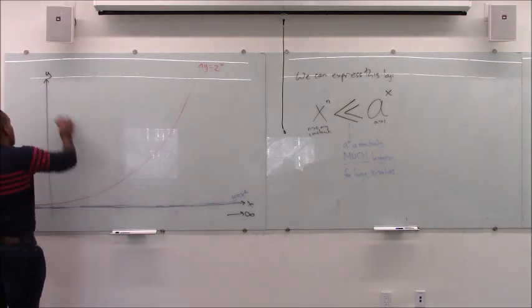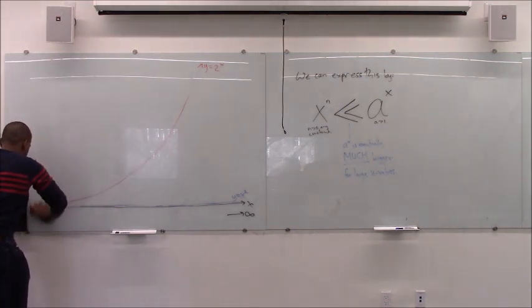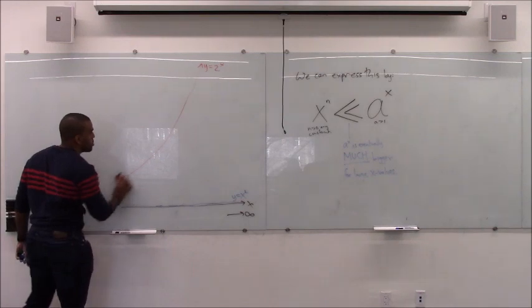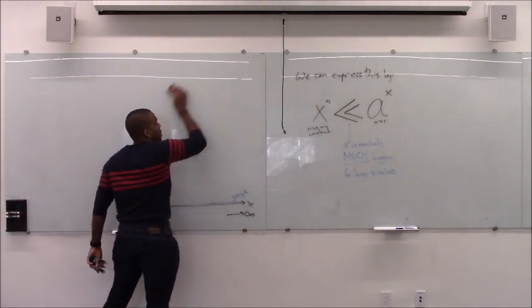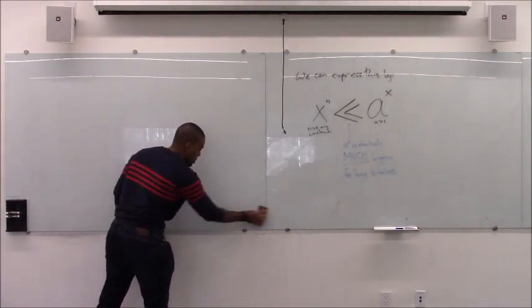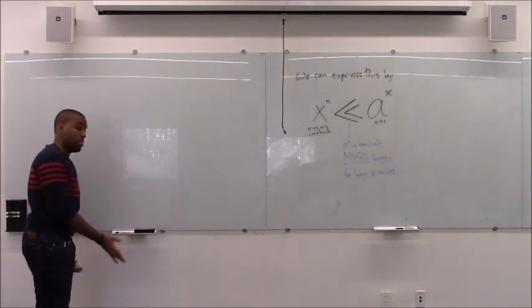But I'll use notation like that in the future. That's what it means. That weird greater than, less than symbol just means that eventually one is much larger than the other one. To the point where the other one might as well not even try.